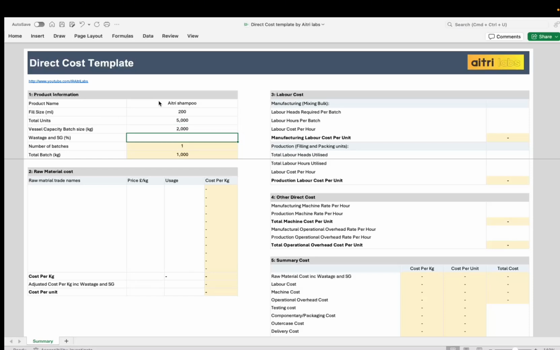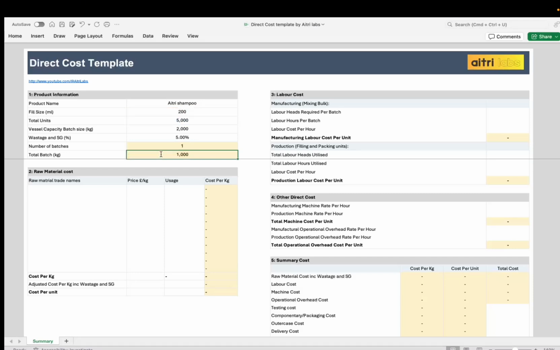And then, wastage in SG as a percentage. SG meaning specific gravity. So we're going to allow a wastage allowance of 5%. As I'm making 5,000 units of a 200 ml shampoo, the template tells me it's going to be 1,000 kilos of the shampoo required, and this is going to be made in one batch.